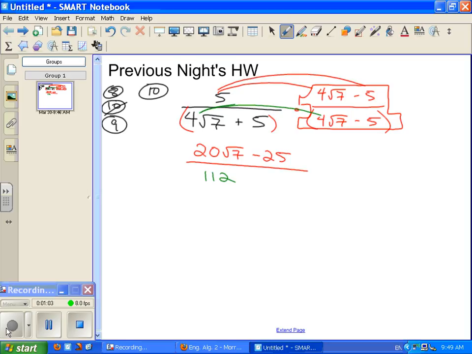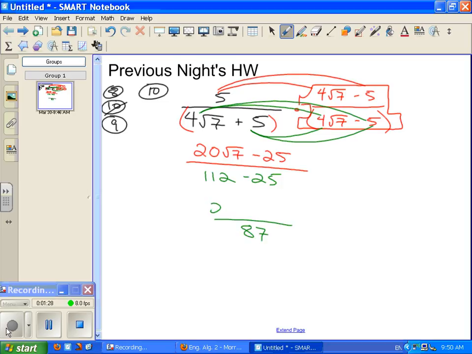Okay, so I get that. What is 4 square root of 7 times negative 5? Negative 20 square root of 7. What about when I go 5 times 4 square root of 7? Positive, so those are going to cancel, right? So I don't even need those. And then I get 5 times negative 5. Okay, so 112 minus 25 gets me down to 87.